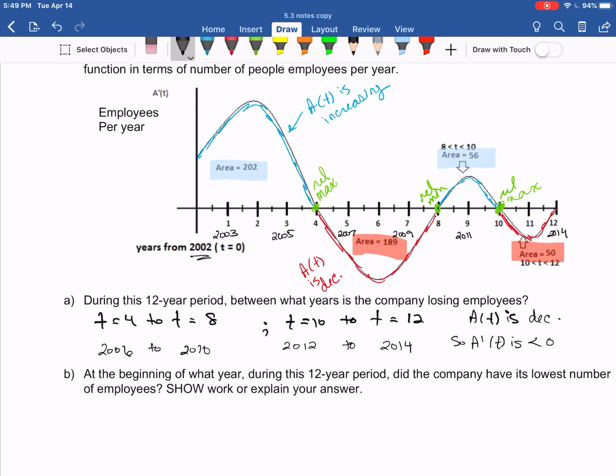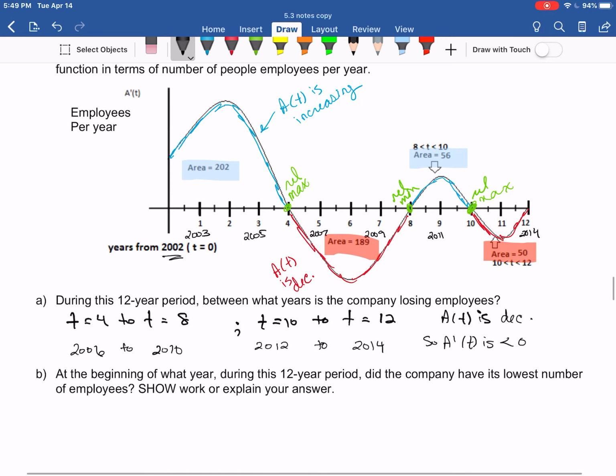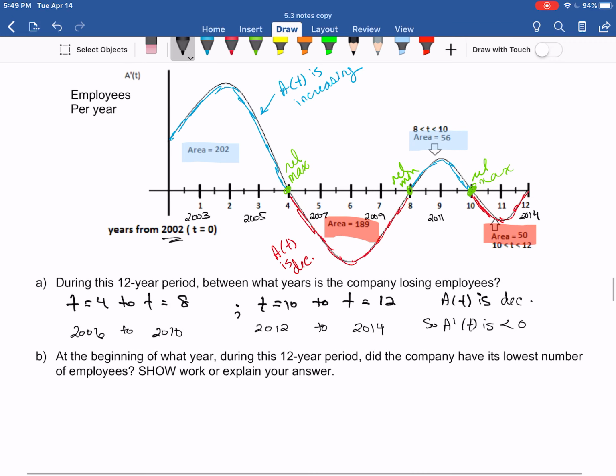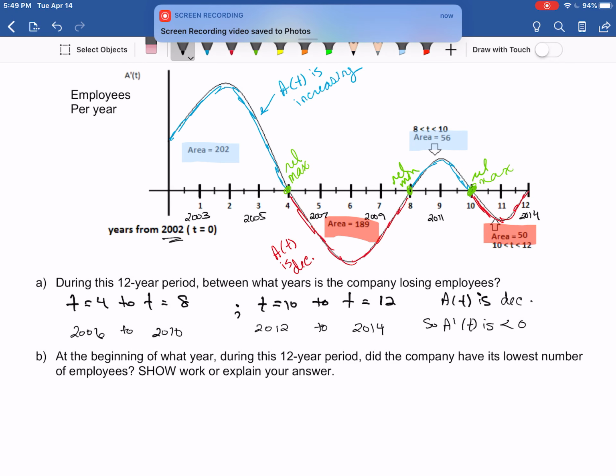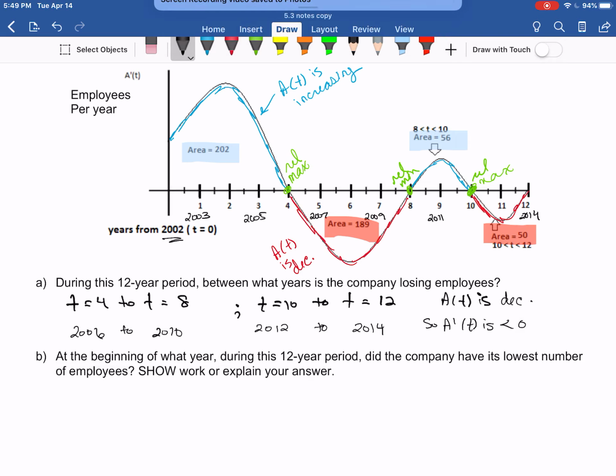All right, part B says, at the beginning of what year during this 12-year period did the company have its lowest number of employees? Show all your work or explain your answer. The company is at its minimum number of employees. Now, this is not the minimum part of the A prime graph. Don't get confused. We want to know when the function of A is at its lowest. So we're looking for maybe its absolute minimum location. In what year does that occur?